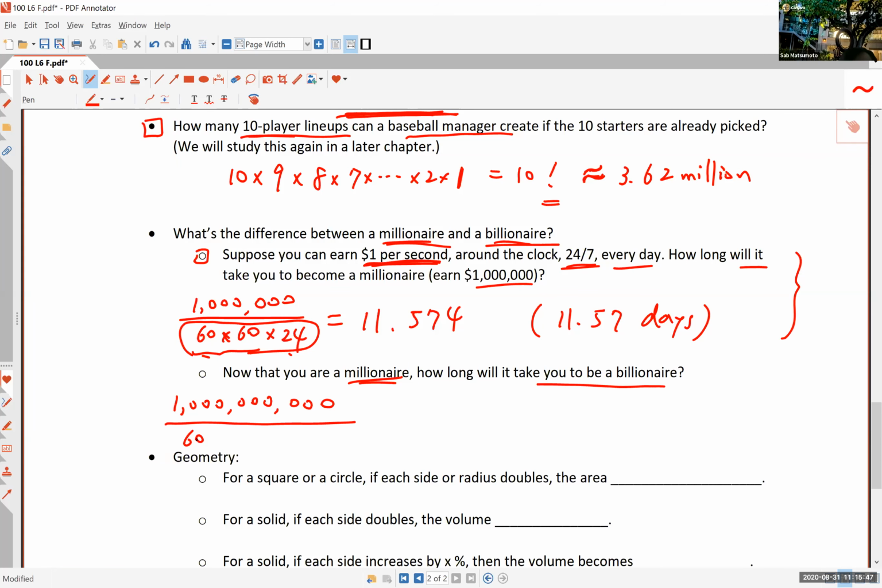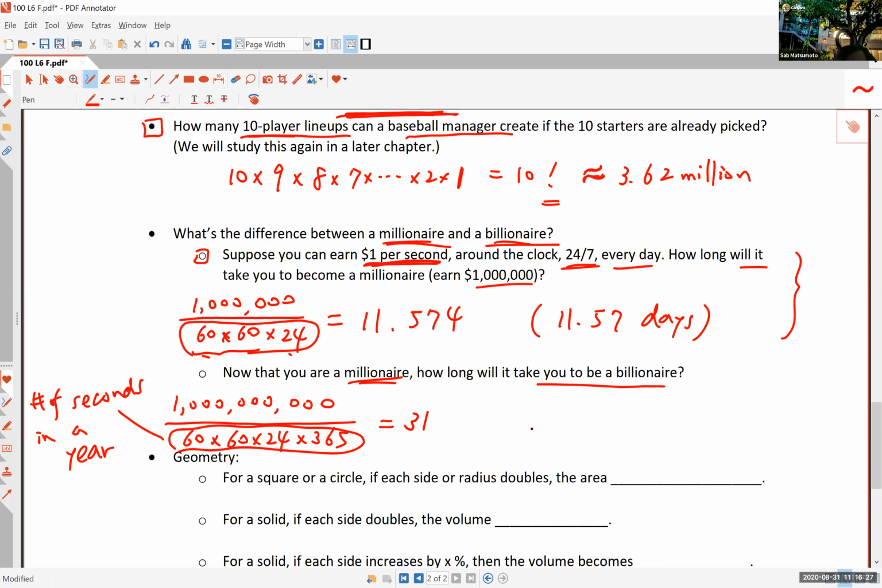This number is so huge, you don't know how to comprehend it. 60 times 60 will give you the number of hours. 60 times 60 times 24 will give you the number of days. That's still a large number. So then you may want to divide this by 365, because now this whole thing is the number of seconds per year. So when you divide 1 billion by the number of seconds per year, it'll give you how many years it takes to be a billionaire. And that turns out to be 31.7.